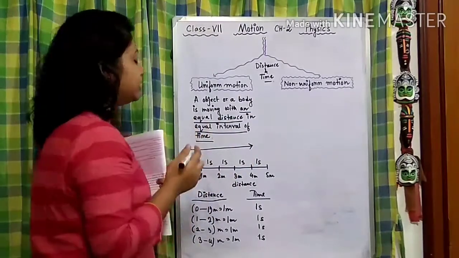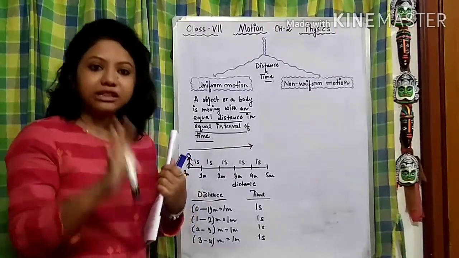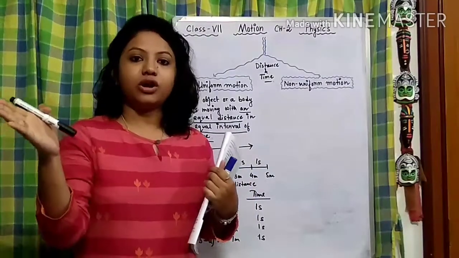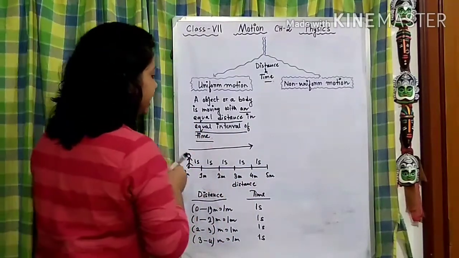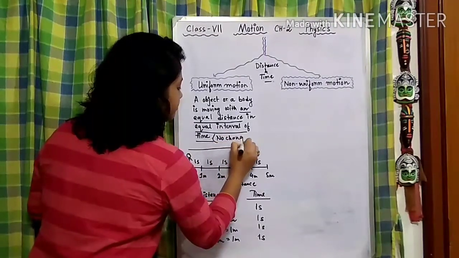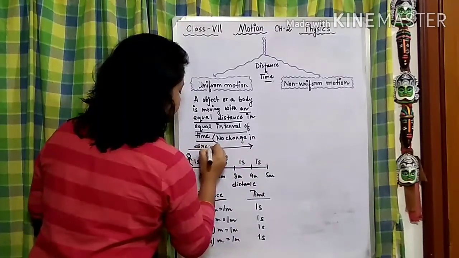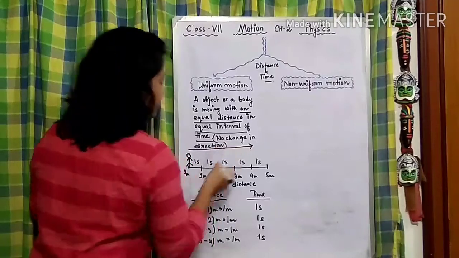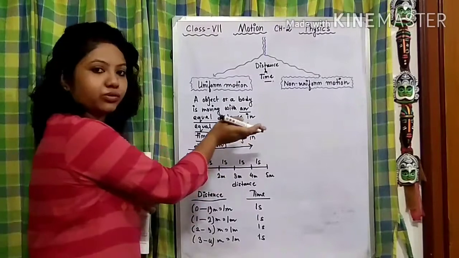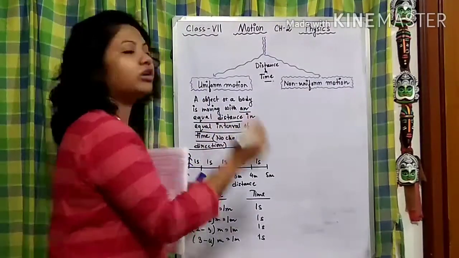So this is what we were talking about, the uniform motion. And in the uniform motion, there will be no change in direction. See, this person was moving in this direction only. Got it? Now, after this, we are going to know about the non-uniform motion.